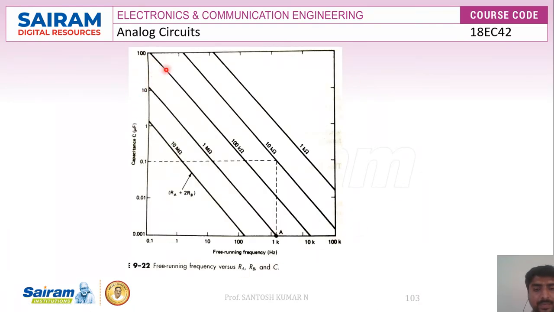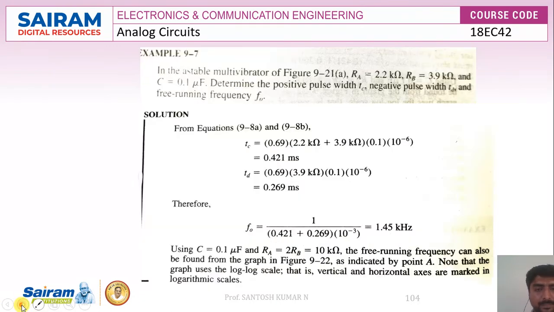So this gives an approximate graph for different values of resistance and capacitance, showing the oscillations or delay that is produced by the circuit.